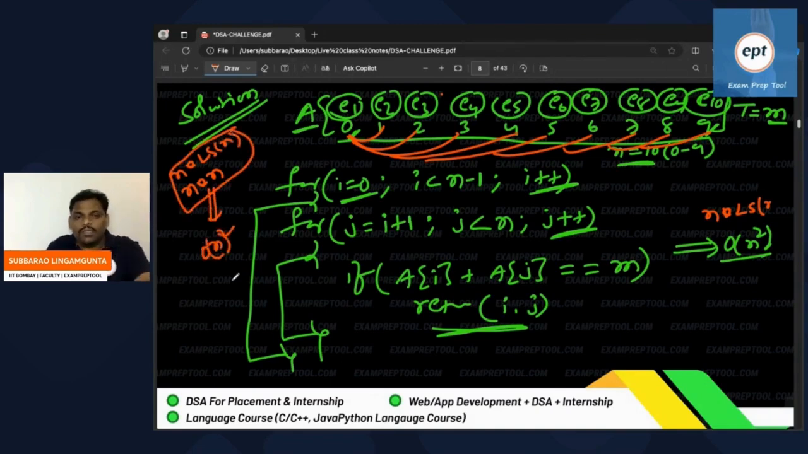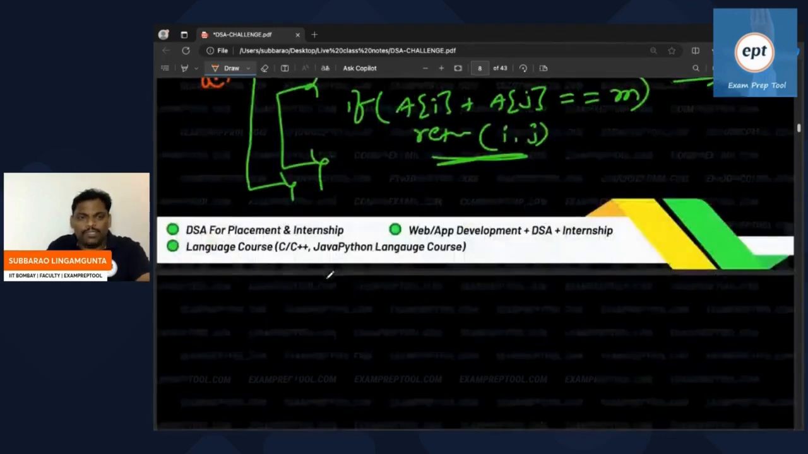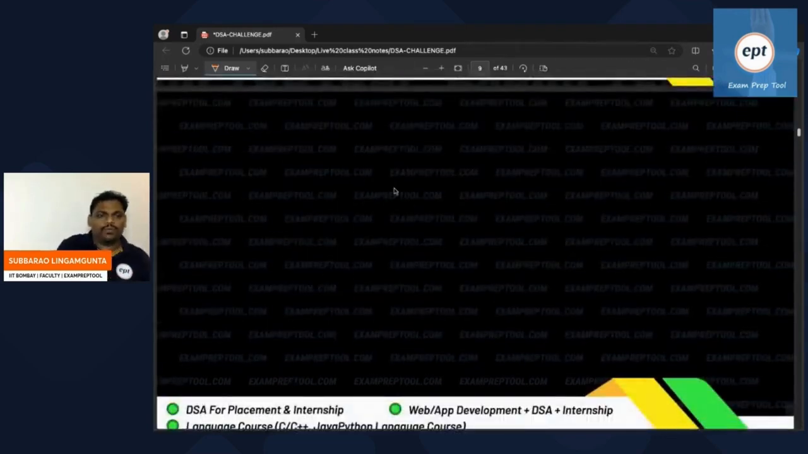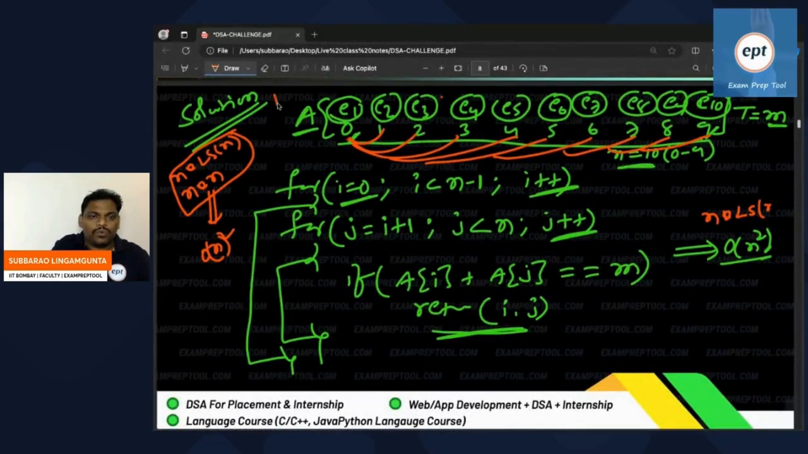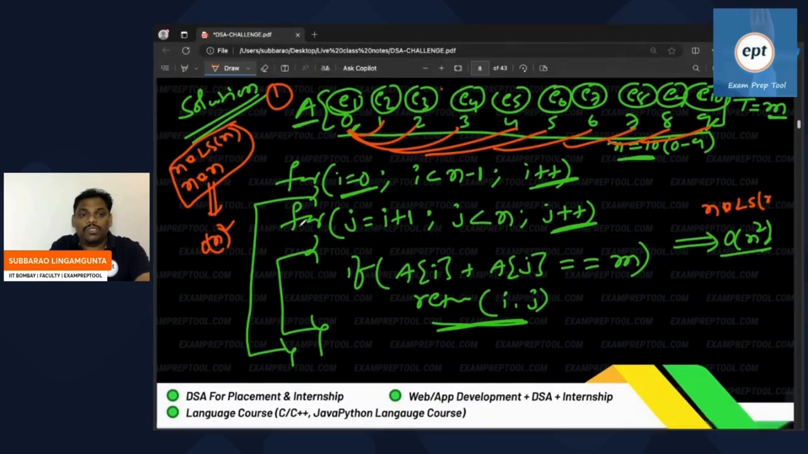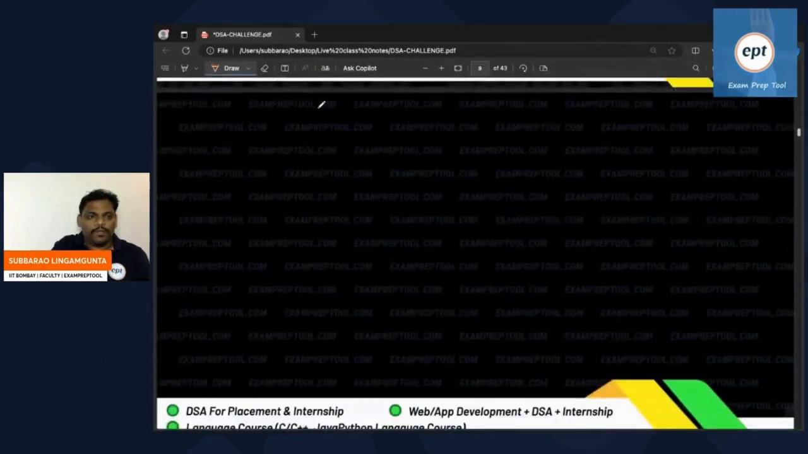One more answer. Sir, can you decrease further? Yeah, there is one more way. Let me do that also. See this one, everyone listen. There is one array. Solution 2 you can say. Previous one is solution 1. If you want, you can see solution 2 also. See the solution 2.